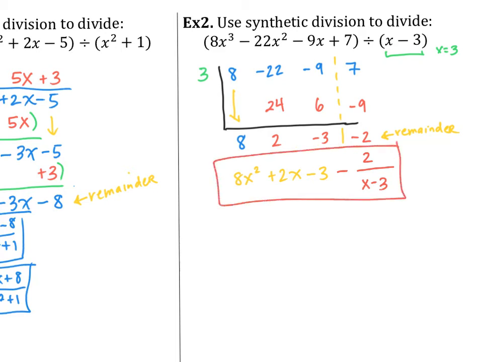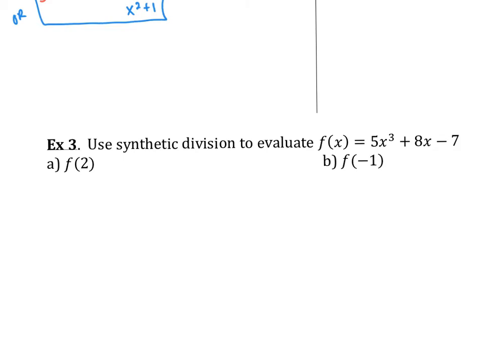And if you did long division, you would get the same result. For example 3, we're going to use synthetic division to evaluate f of x equals 5x to the third plus 8x minus 7 for the indicated values. Synthetic division is sometimes called synthetic substitution because the remainder is going to represent the value you want to evaluate, which is actually convenient sometimes.